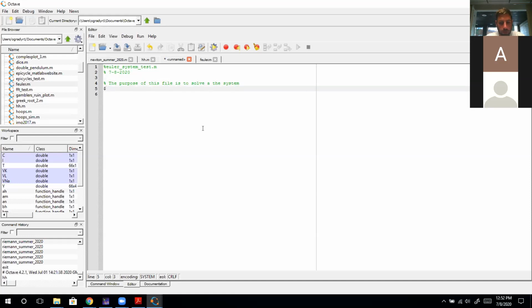So I'm going to say x prime equals y, and then the next line, y prime equals negative x. Is that the one we started with? Yes.